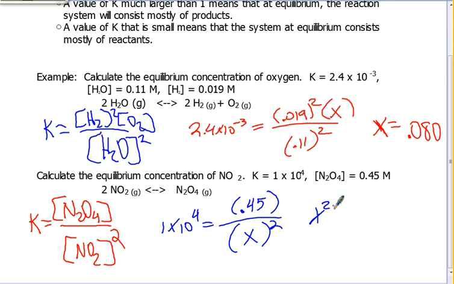X squared would equal 0.45 over 1 times 10 to the 4th. Algebra occurs, and I take a square root. If I want to solve for x, don't I need to take a square root? And I think we can all do that in our head. The answer is 0.0067. Maybe that's wrong. Maybe I should grab a calculator. No, that's right.